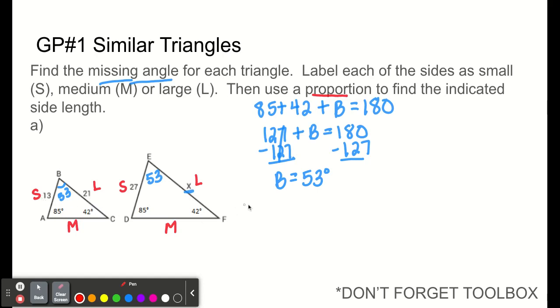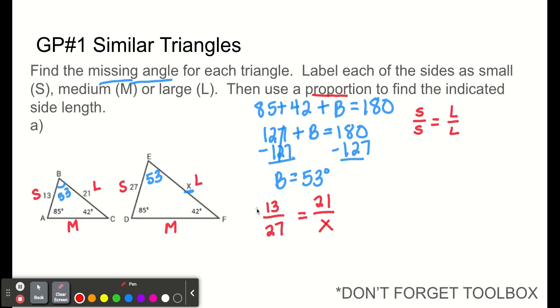And so what we're going to do is set up the proportion as small over small equal to, in this case, large over large, because we have no information about the medium sides. So small 13 over small 27 is equal to large 21 divided by the large, which is X.